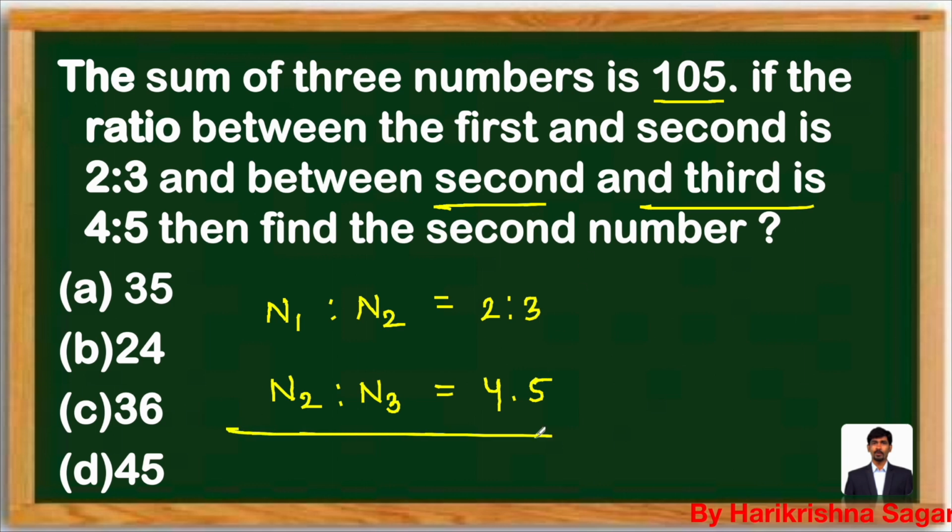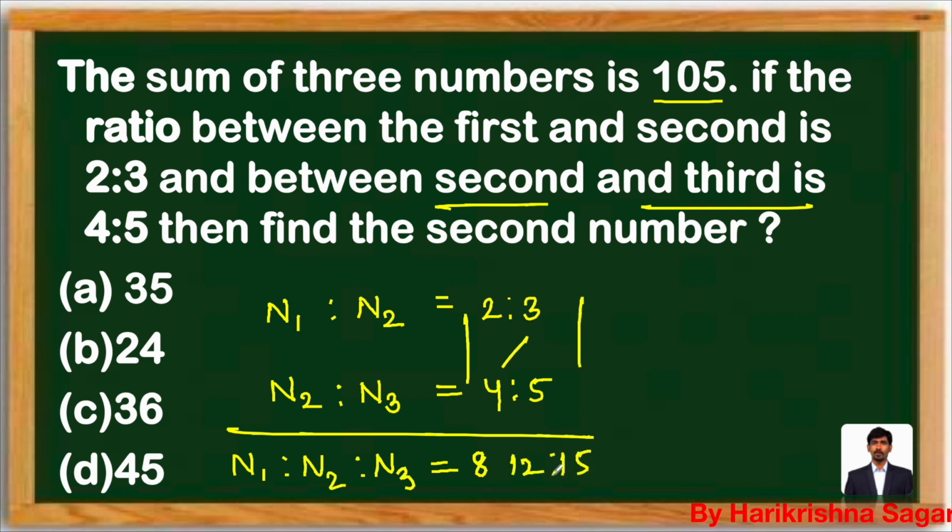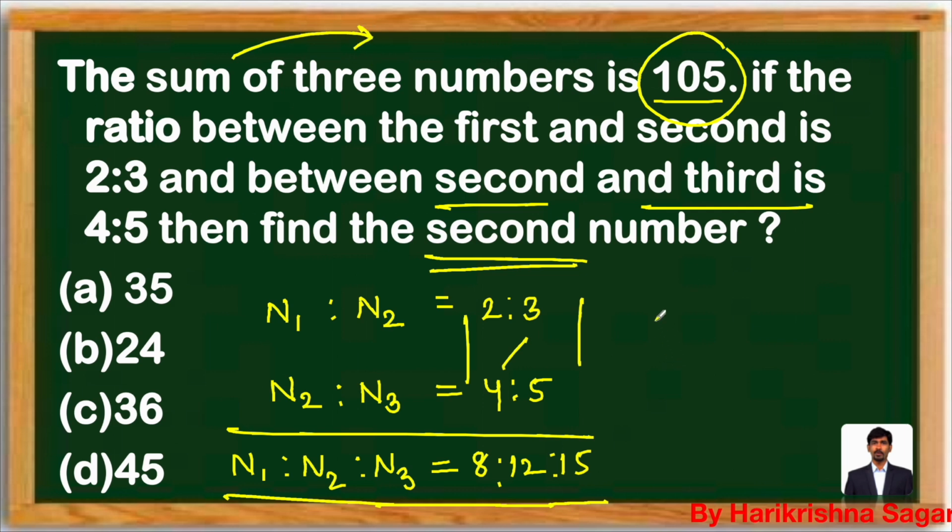Find the second number. So to get the second number, what I am doing is, first of all, I am trying to find out the unique ratio of n1 and n2 and n3. To get a unique ratio, we know the trick. First term is 8, second term is 12, third term is 15. We got a unique ratio and they are asking you to find out the second number. So only with ratio we cannot find out the value, right? So that's why they given one more information for us. They given that sum of the three numbers is 105.